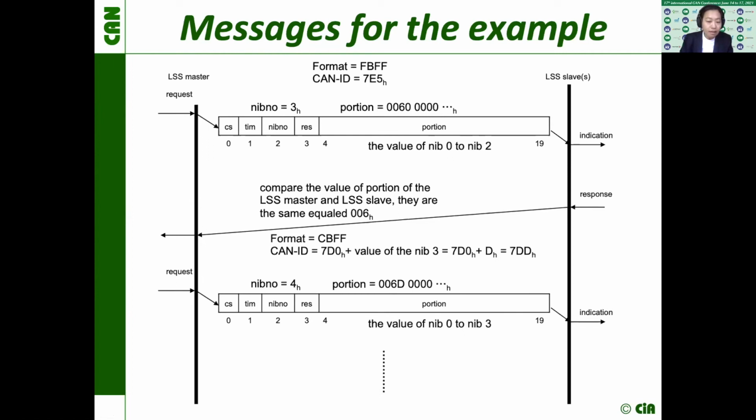So the LSS master gets this response, processes this response, and packs this value of the neighbor into the next request. As the diagram shows, the LSS manager sends the next request with the neighbor number 4 and the portion address with the higher bytes 006D, to check the value of the next neighbor, the neighbor 4. So that is how the service works.